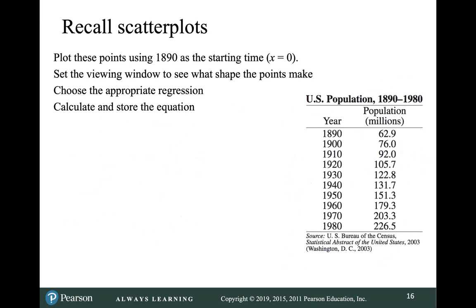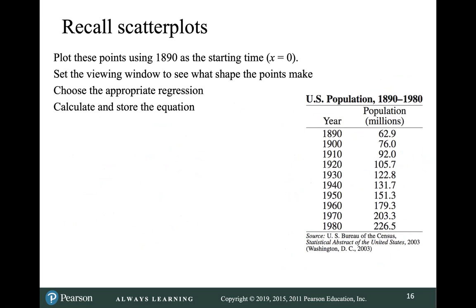And for this example, we're going to need to recall scatter plots. Now, we did scatter plots in chapter 1, and we did linear scatter plots. So we looked at when we plotted some data and it looked like a line, and then we found the equation that would go through those points as a line closest to the points. Okay, but now we're going to look at this as if it's an exponential function. Okay, so we want to look at 1890 as our starting time.